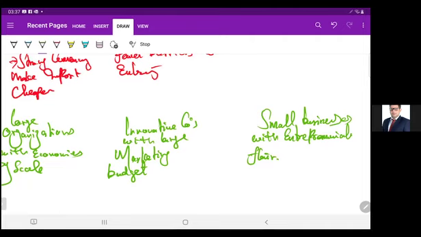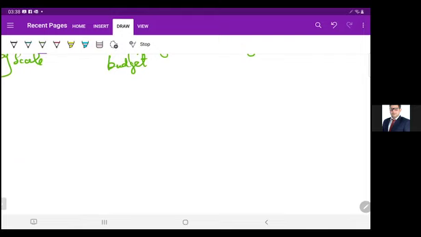Right. Now we will look at the strategic clock. What is the strategic clock?